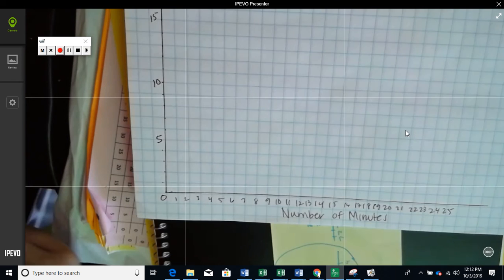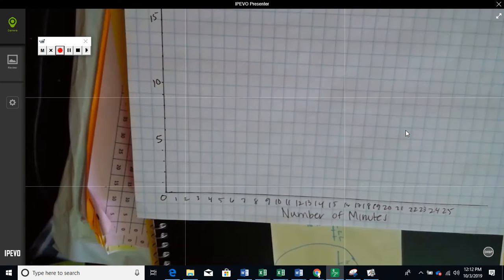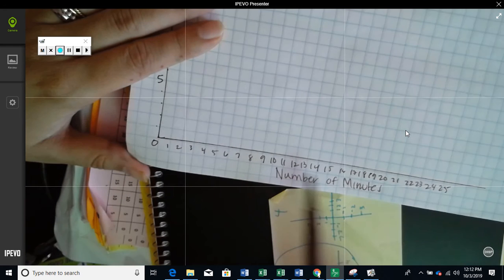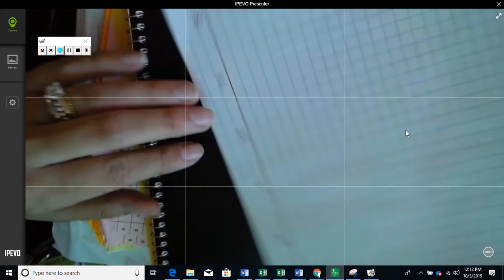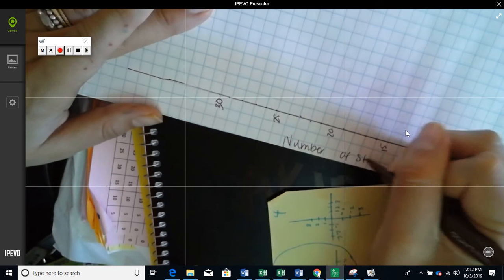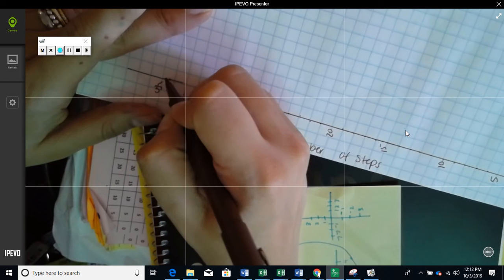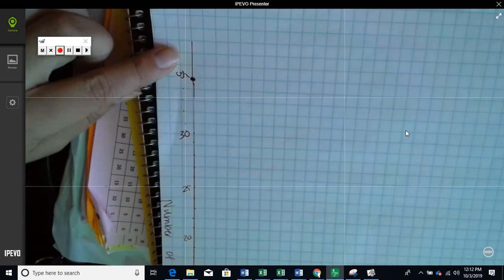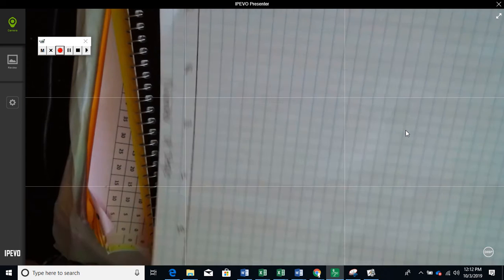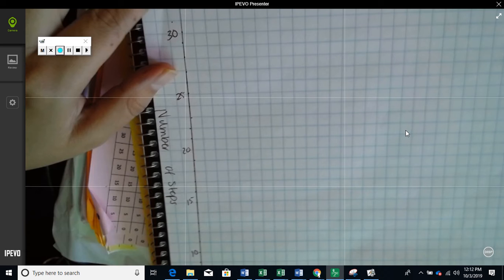Okay, let's do Julissa. So, in Julissa's problem, do you know where she starts? Do you know what step she starts on? Okay, so we're going to put a point on the 35th. So do we put it on the 35th where it's the number of minutes or the number of steps? Right, the number of steps. So that's where she's at the very beginning. So I'm going to put a point at 35. Now where the time is 0, because she hasn't started moving, that's at the very beginning.